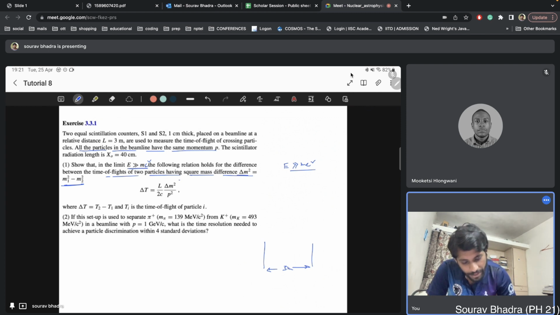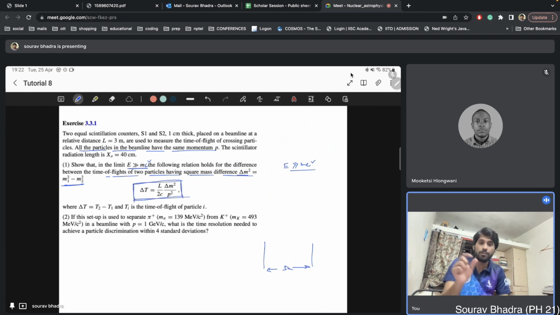We have to express the difference of the flight time of two particles, because it is given that two particles are there, with masses m1 and m2. We have to find the difference of their time of flight. That is the main thing we have to do in this problem.